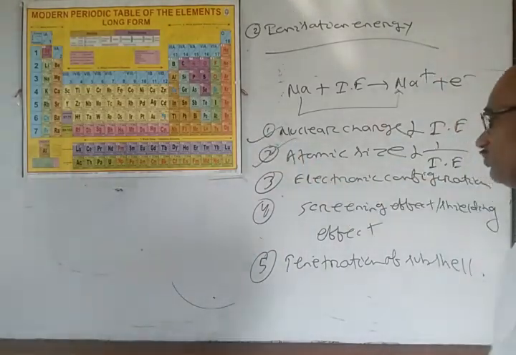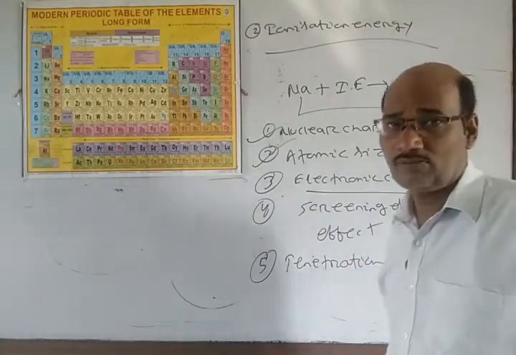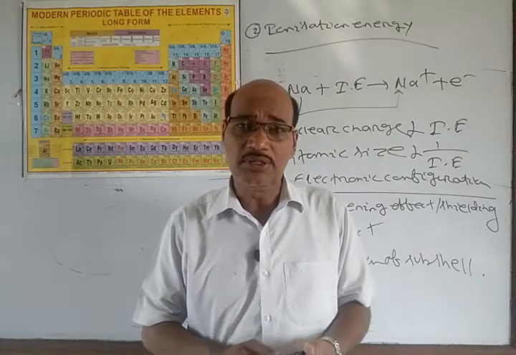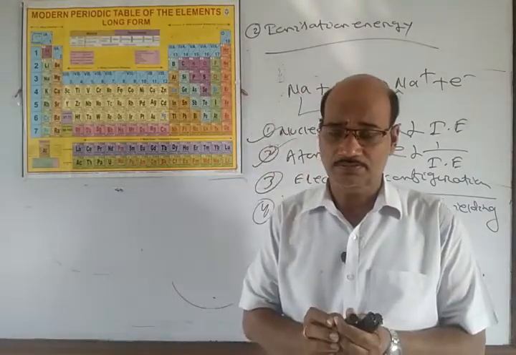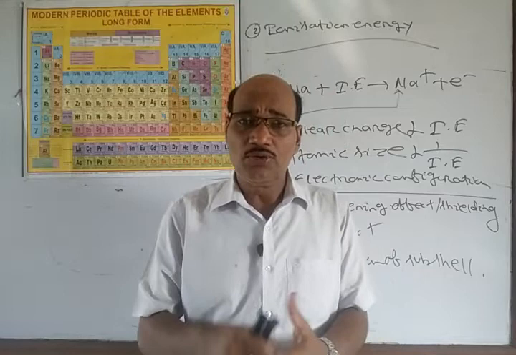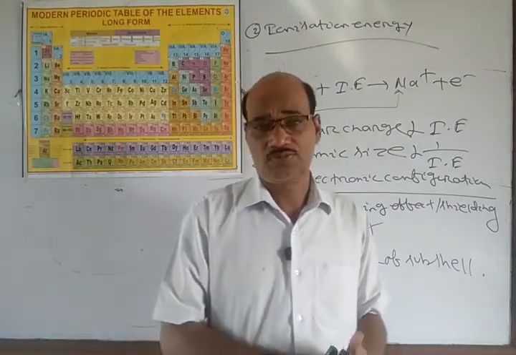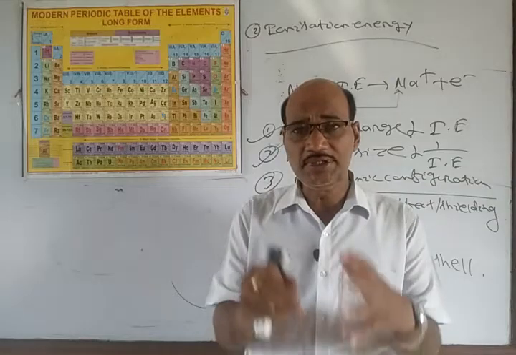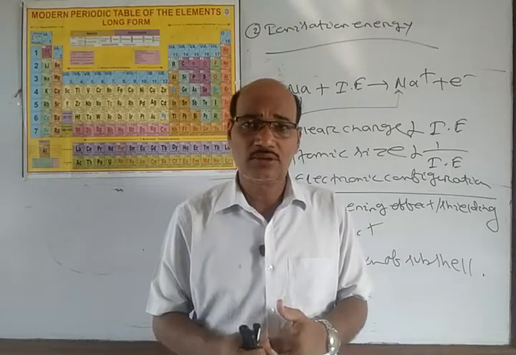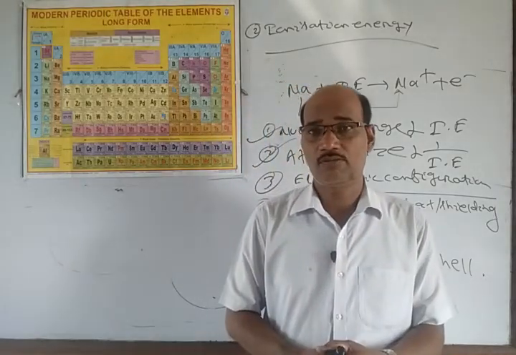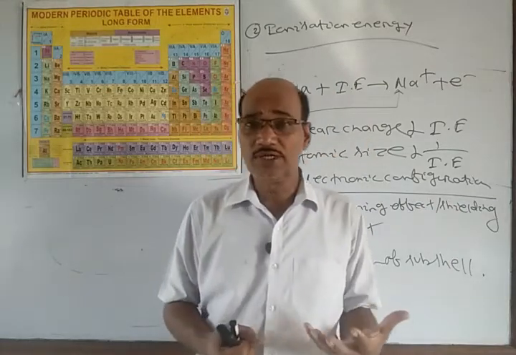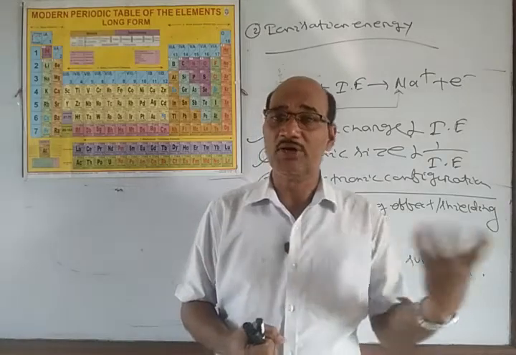Now the next one is electronic configuration. How does the ionization energy depend upon the electronic configuration? We know whenever we remove an electron from the valence shell, the atom loses its electron and gets converted into a positive ion. And also if you add an electron to the atom, that atom will convert into a negative ion.